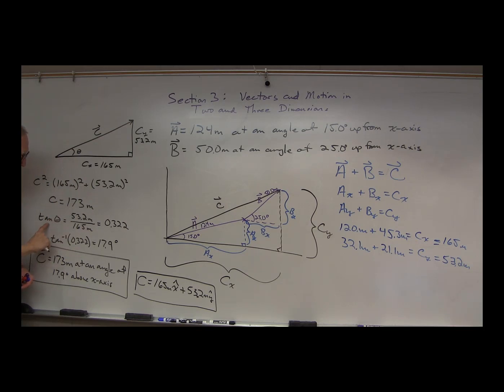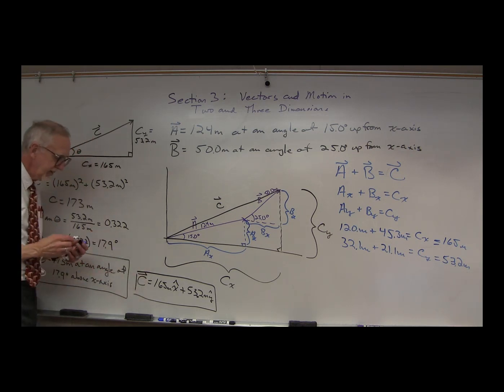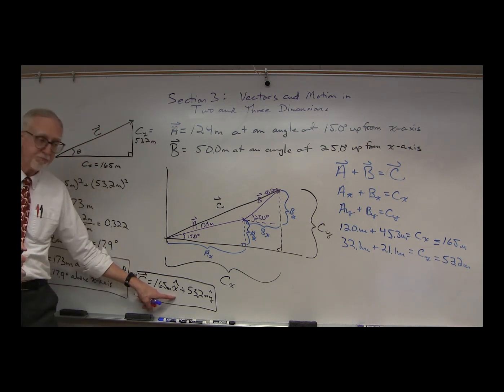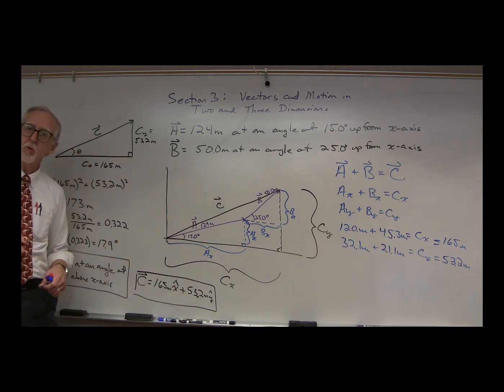At a direction of theta, tangent of theta equals 53.2 meters over 165 meters, opposite over adjacent, which is 0.322, and then theta is the inverse tangent of that, which gives us 17.9 degrees. So we have two different ways that we can describe C. We can describe it with its magnitude and direction. C equals 173 meters at an angle of 17.9 degrees above the x-axis. Or we can describe it in terms of its components. C vector is equal to 165 meters x hat plus 53.2 meters y hat.